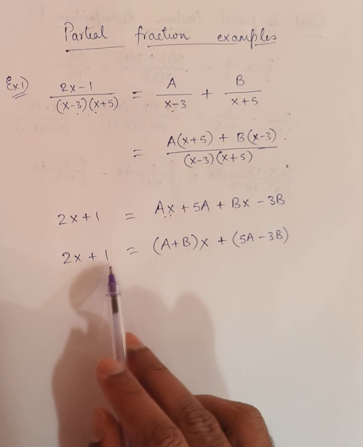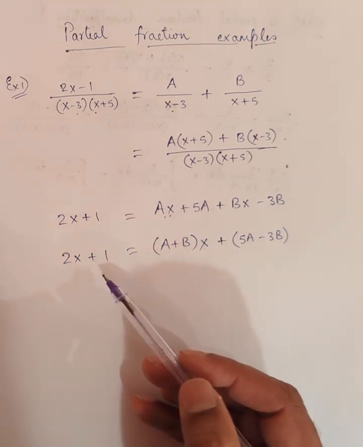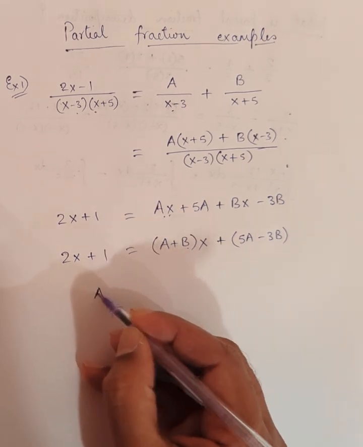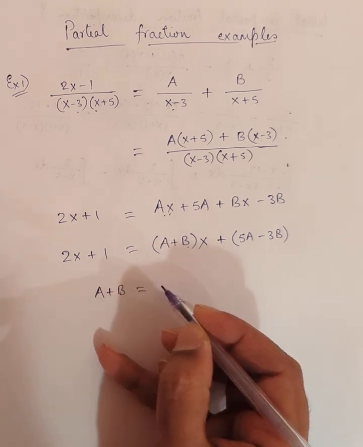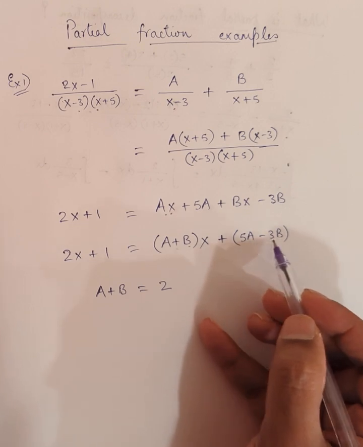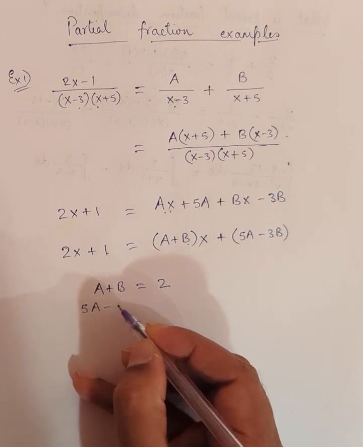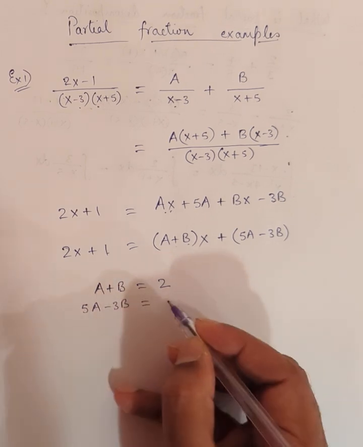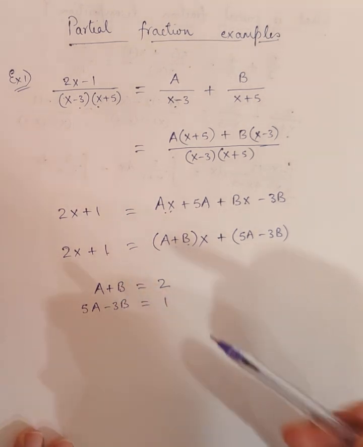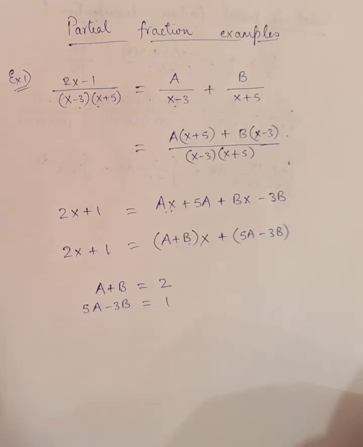And when are two polynomials equal? Well, when their corresponding coefficients are equal. So I'm going to write a plus b equal to 2. So now I have a plus b equal to 2, and then this is the constant term on the right, that's the constant term on the left. 5a minus 3b is equal to 1. And you now have a system of two equations in two variables.